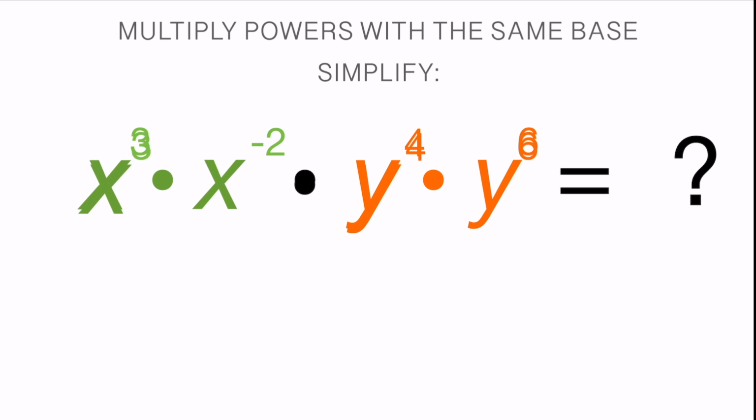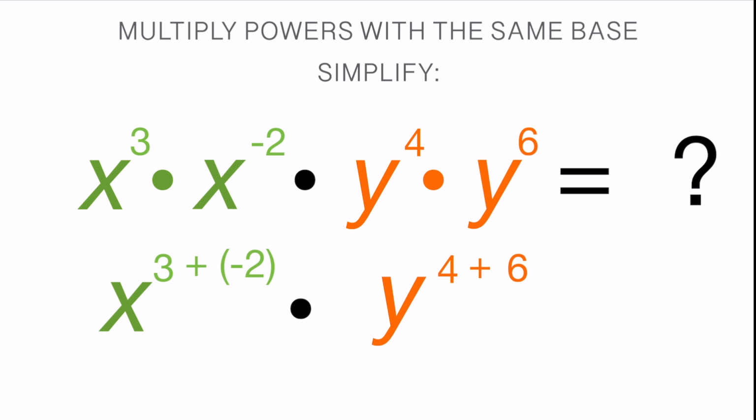We have x to the third power times x to the negative 2nd power, and y to the 4th power times y to the 6th power. So 3 plus negative 2 is 1, and 4 plus 6 is 10. So now our problem is x to the first power times y to the 10th power, but these powers do not have the same base. So we're simply going to join them together.